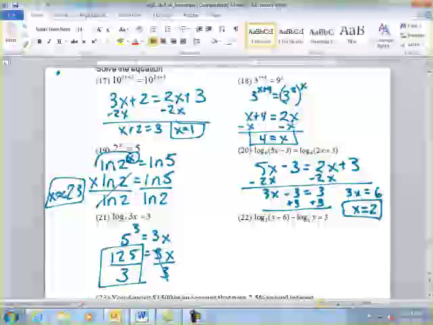Number 22. Don't have two matching bases, but they're on the same side. So we can't just set their insides equal like we did on number 2. So I want to take those two logs and put them together into just one. They're added, so what does that mean I'm going to do with the insides? Multiply. So these are just like the condensed problems from the previous page. An addition goes together as a multiplication. Then we are ready to rewrite.